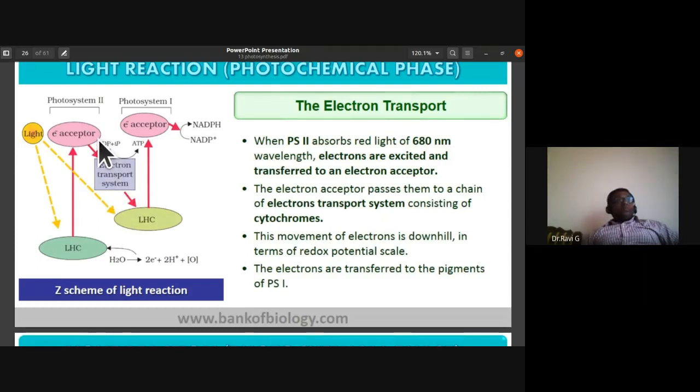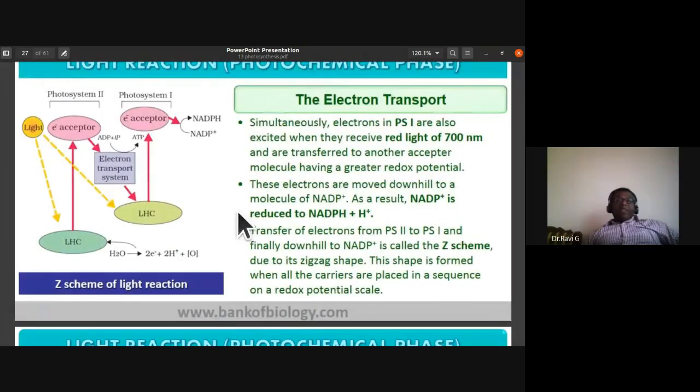The movement of electrons is downhill in terms of redox potential scale. Why have we not written it uphill? They are downhill in terms of redox potential scale. So the electrons are transferred to the pigments of photosystem 1. Simultaneously, electrons in photosystem 1 are excited when they receive red light of 700 nanometer and they are transferred to another acceptor.